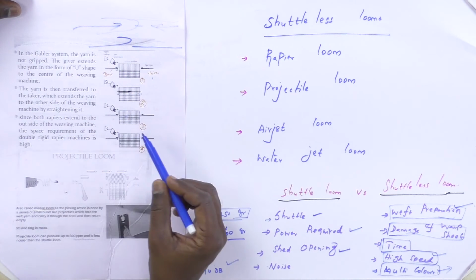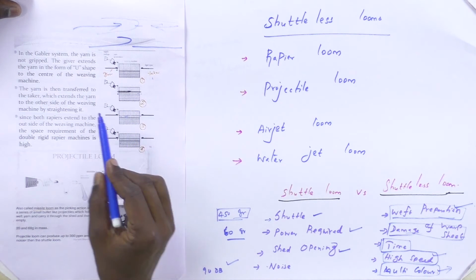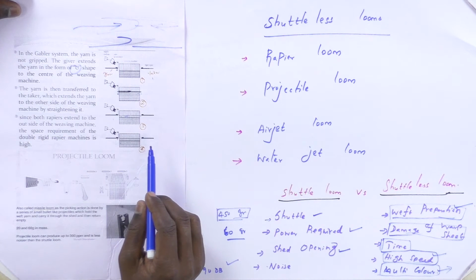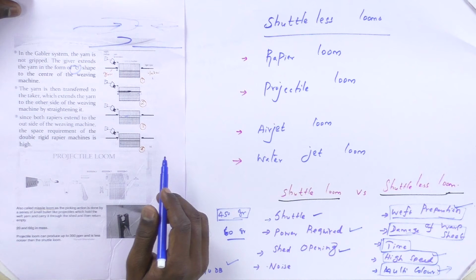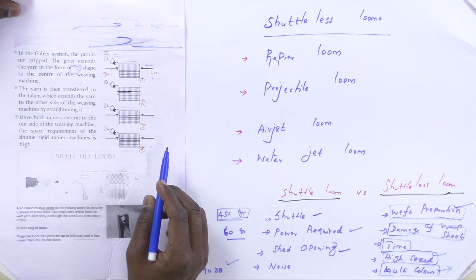So when compared to the Dewas system, a U-shaped form of yarn is transferred. Loop form of yarn is transferred in the Gabler system. This is the main difference between the Dewas and the Gabler system. So these are all the rapier machines used in the weaving section.